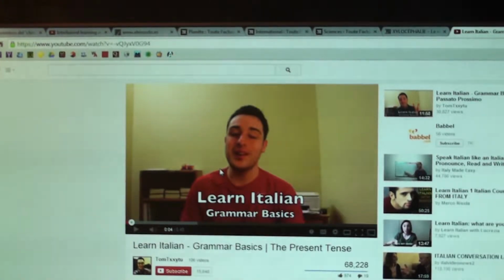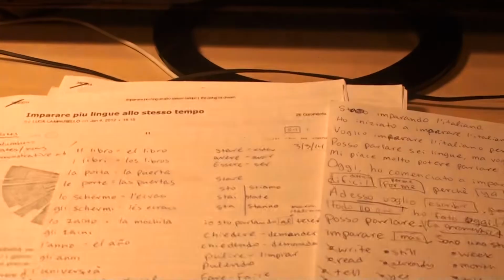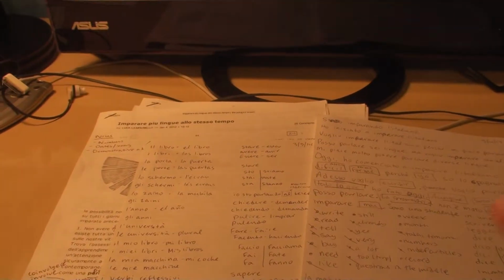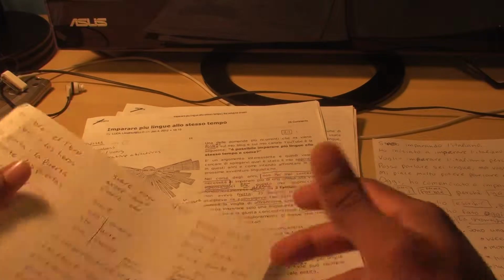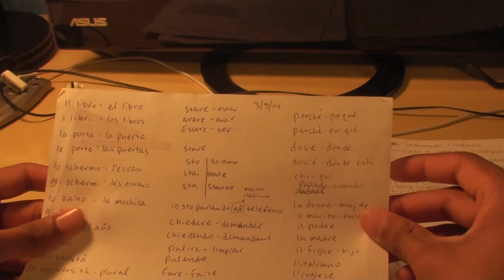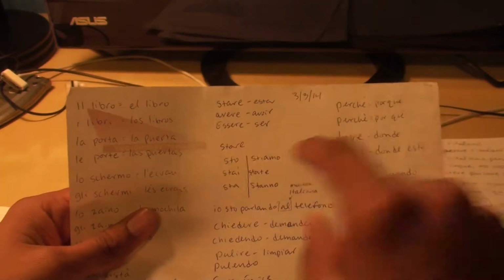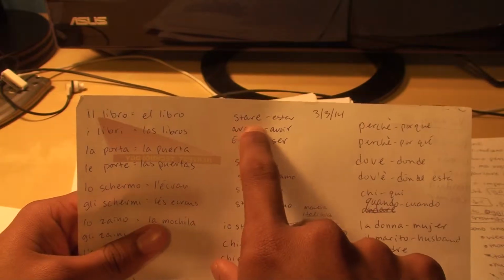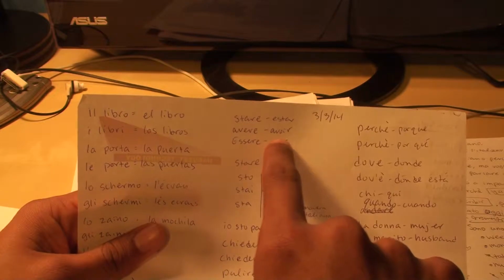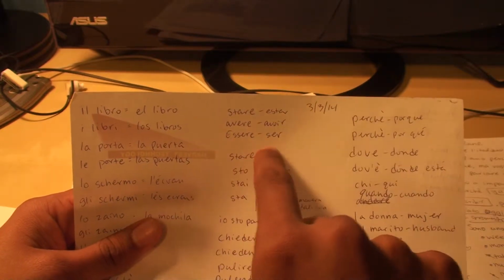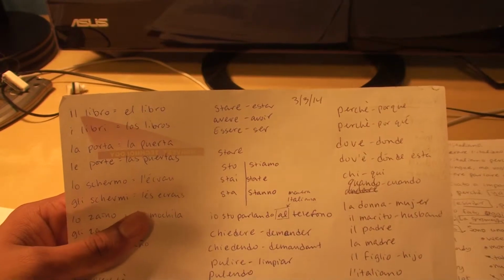So after learning the pronouns, actually, I'll show you the notes I took. I don't have many notes. I only have about two to 4 pages of notes in all my learning. So I think the first thing I learned was here. So I learned these 3 verbs. Stare is the equivalent of the Spanish estar, avere is the equivalent of the French avoir, and essere is the equivalent of the Spanish ser, right?